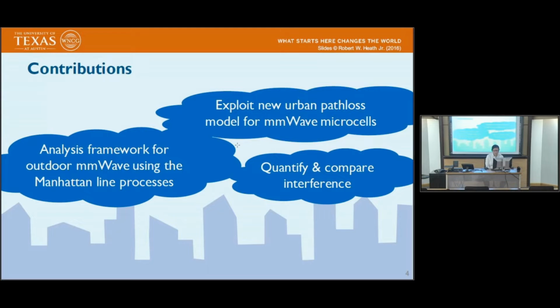And the second is that a new analysis framework for outdoor millimeter wave using the Manhattan Poisson line process is proposed. And last, based on the results that we derived for the coverage probability, we quantify and compare the interference coming from the different locations of the streets.